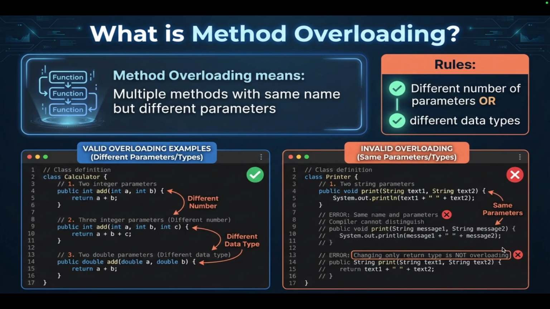What is method overloading? Method overloading means multiple methods with the same name but different parameters. Parameters can differ by number of parameters, data type of parameters. This improves code readability and simplicity.